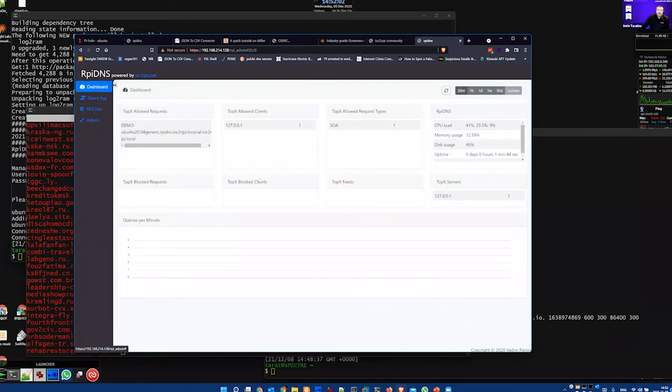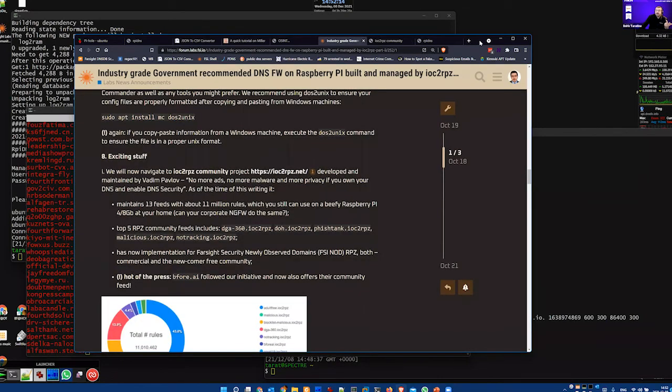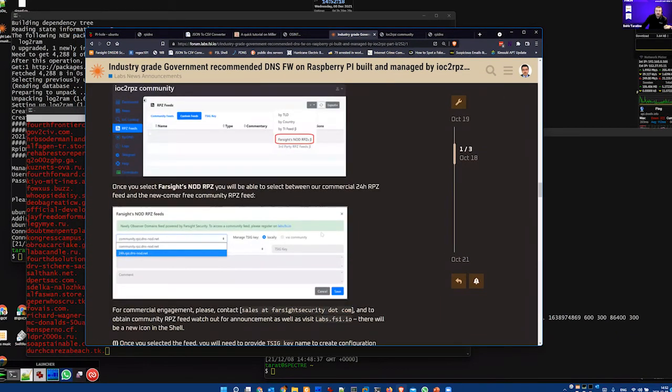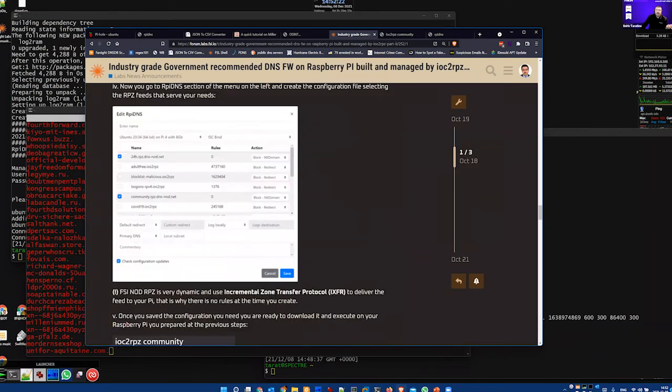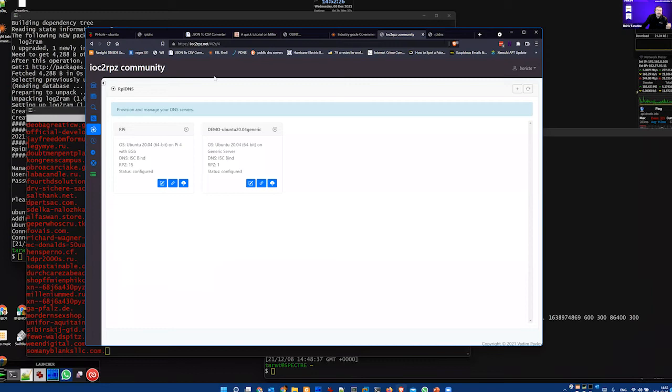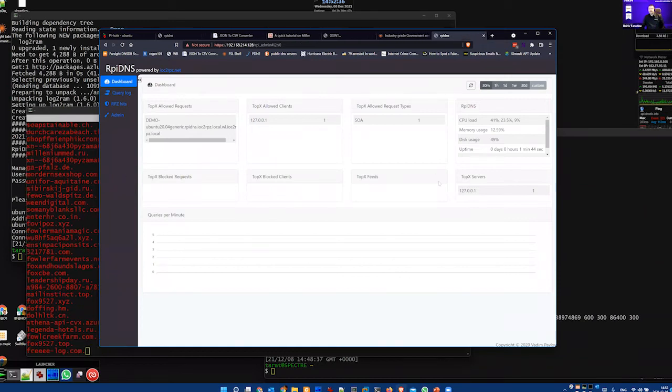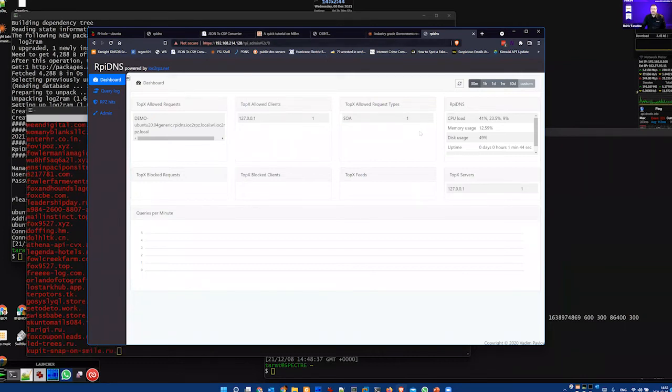We have industry grade, government recommended, DNS firewall, which could be on Raspberry Pi. In this case, it's on a virtual machine, right? We follow the instructions in this blog. As you can see, it took us less than 15 minutes to work. So we started somewhere at 30 something, right? We have a little bit more time, and this is where we are. So this is our DNS firewall, right? 24, 128, this is where we are.